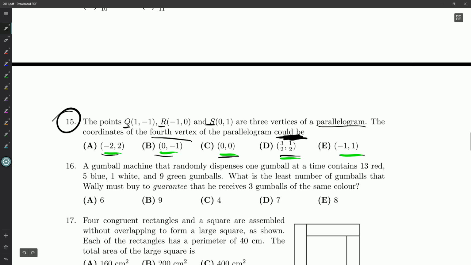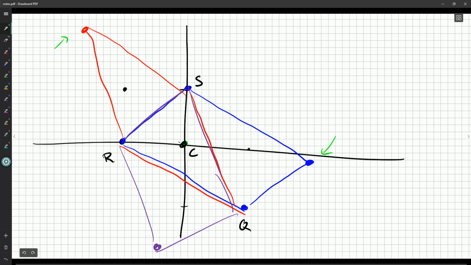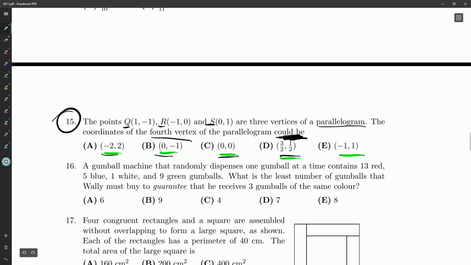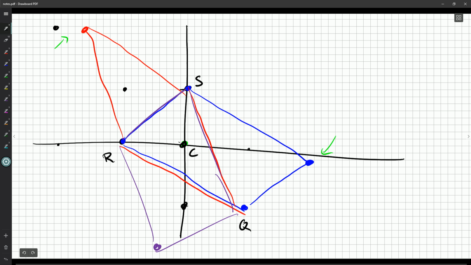But where's A? So (-2, 2). That would probably be over here and up here. And that's not looking too bad. Okay, (0, -1). That's about here. That doesn't quite fit. Okay. A looks like it could be possible.